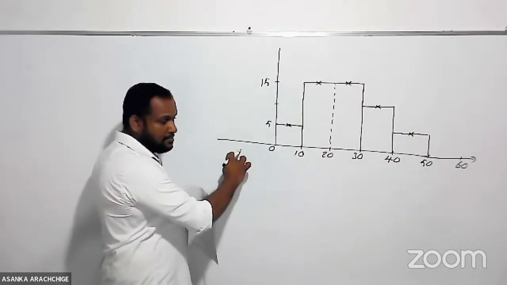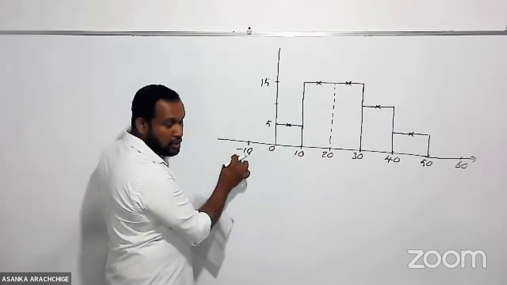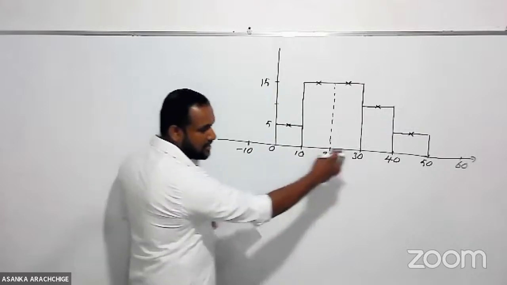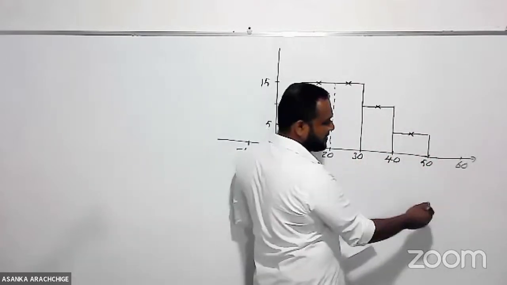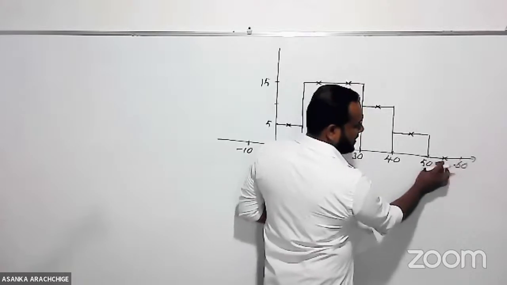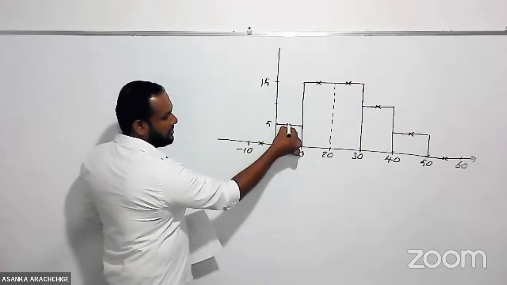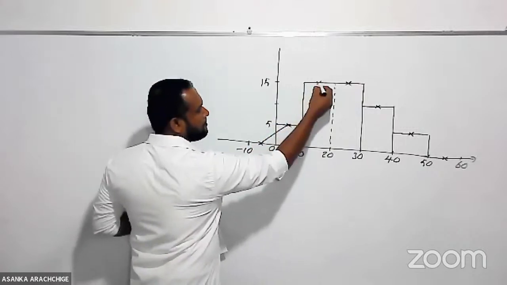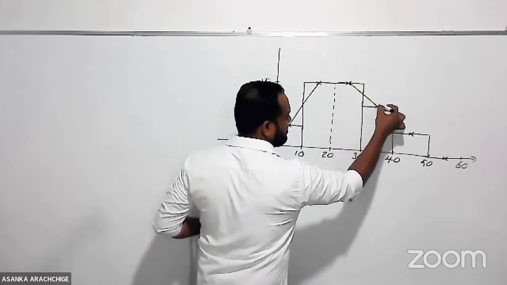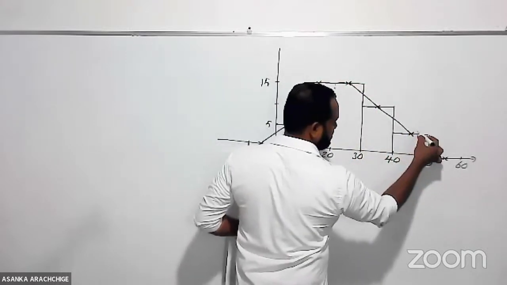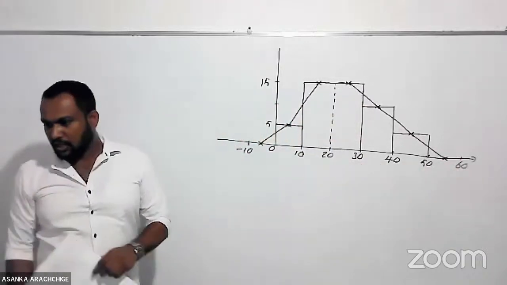If there is one more class interval in the same manner, that must be minus 10 to 0. If there is one more after this, that must be 50 to 60. But the frequency is 0. Then join them. This is the frequency polygon. Got it?